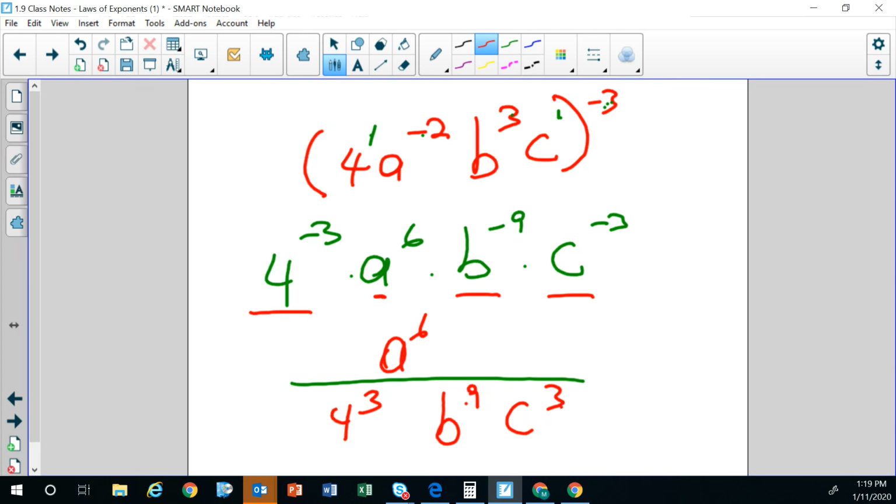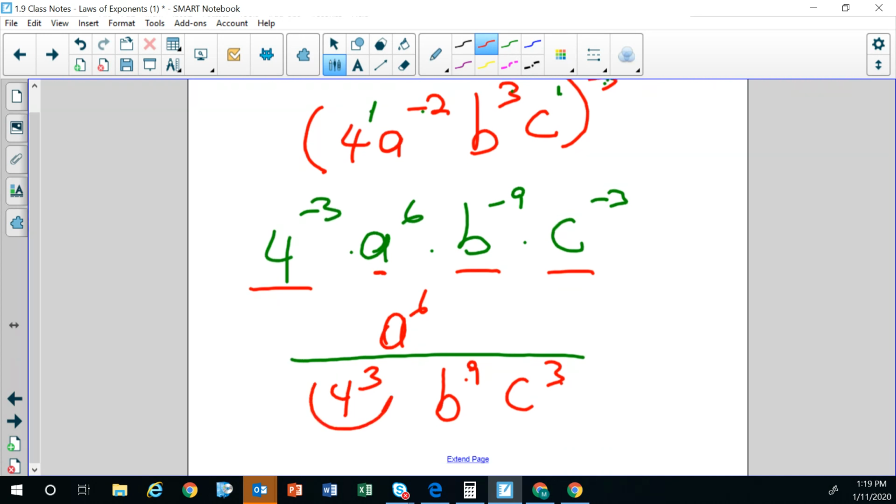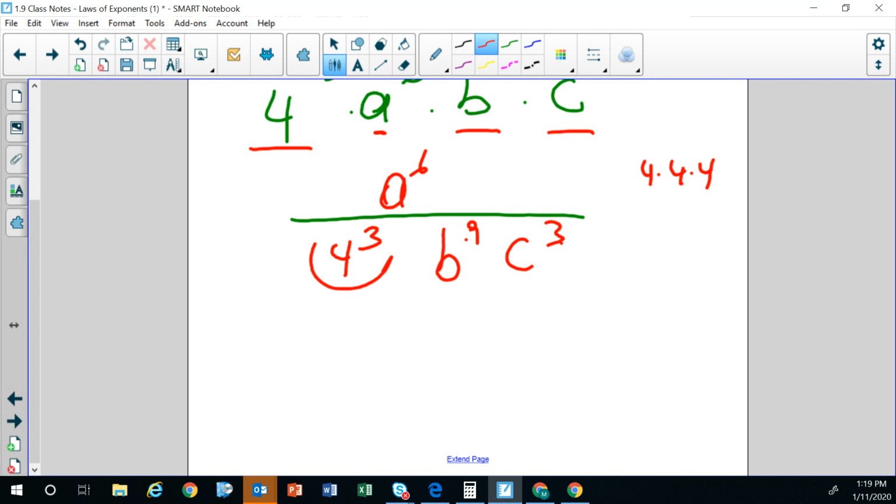But I'm not done yet because 4 cubed can be simplified further. Okay? 4 cubed is 4 times 4 times 4, which is 64. So my answer is going to be A to the 6 over 64 times B to the 9 times C cubed.